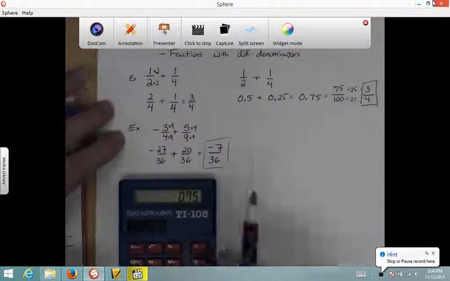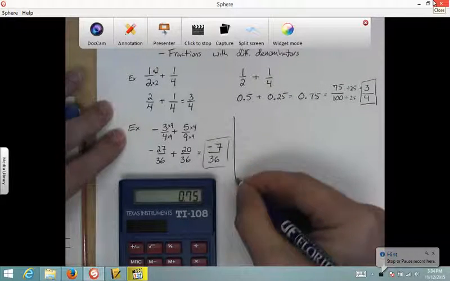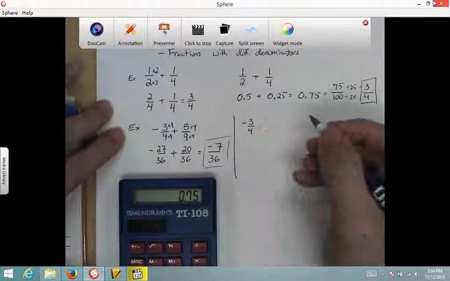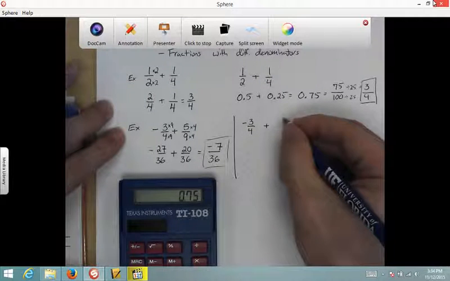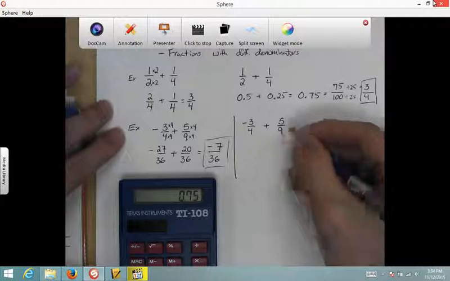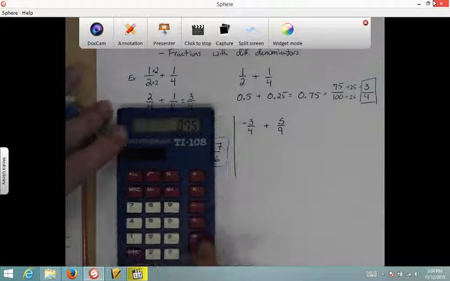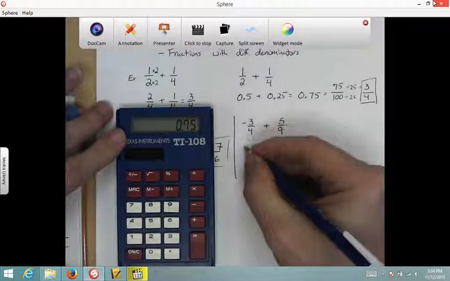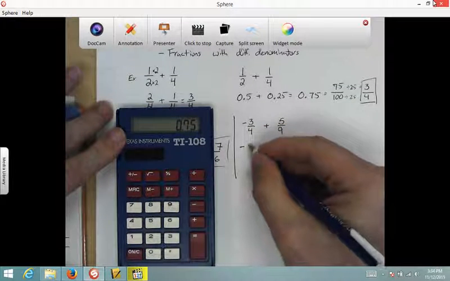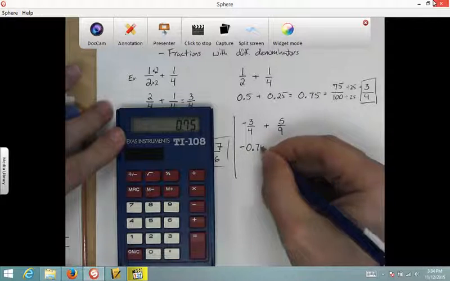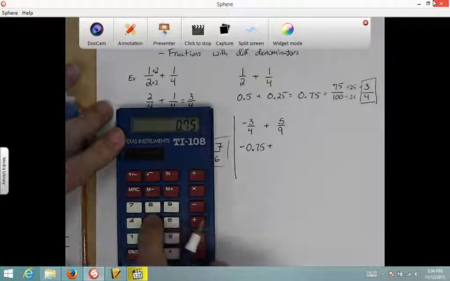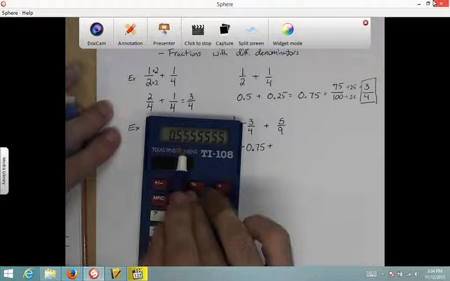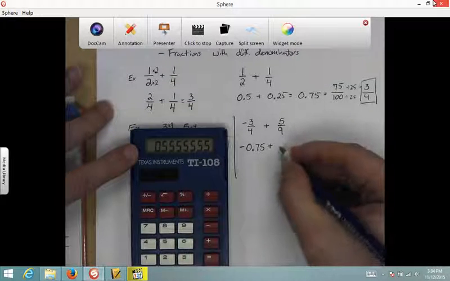Now let's take a look at it with this example. We had negative 3/4 plus 5/9. Now watch this. 3/4 is 0.75. So since that's negative, it's going to be negative 0.75 plus, and now we have 5 divided by 9. Ooh, look at that. We're going to have bar notation. Now here's the thing, boys and girls.